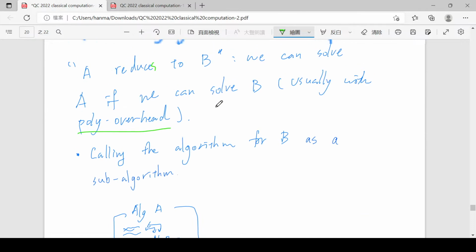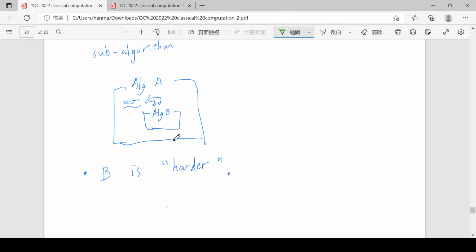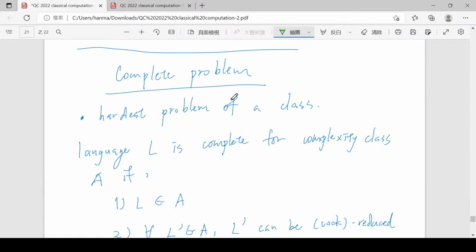But anyway, obviously, reduction is a very useful technique to write algorithms. So you will want to write sub-algorithms. But in terms of theory, reduction lets us characterize our complexity classes better. So we can define the complete problems now. And the complete problems are the hardest problems of the class intuitively.